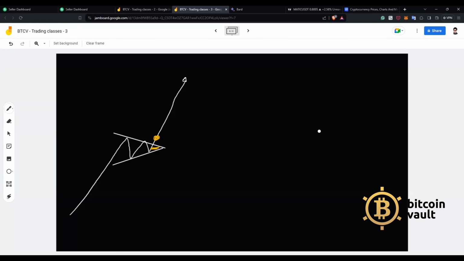Similarly, if the market is dropping, then again this kind of thing can happen. Okay, so here you enter, put a stop loss, and that's it. There's no definite exit point.